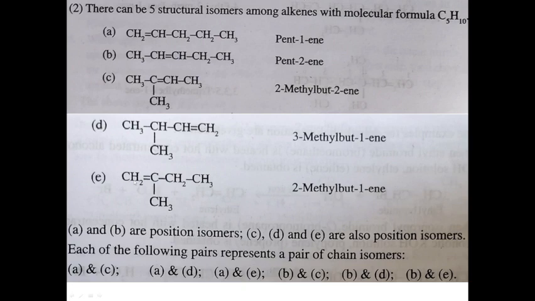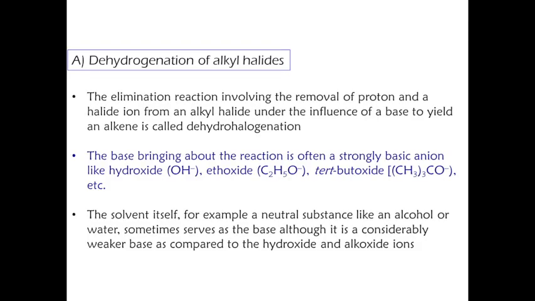First reaction, let us discuss. This is the dehydrohalogenation of alkyl halide. When you take an alkyl halide, one hydrogen atom and one halogen atom will be eliminated as a beta elimination reaction under the influence of a base. It is an elimination reaction involving the removal of a proton and a halide ion from an alkyl halide, under the influence of a base to yield an alkene, and it is called dehydrohalogenation. The word itself indicates that hydrogen and halogen are removed.